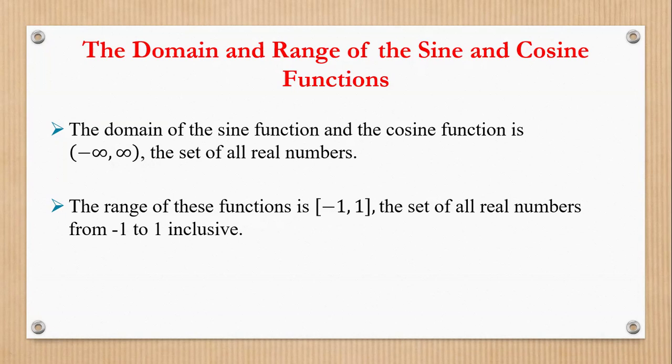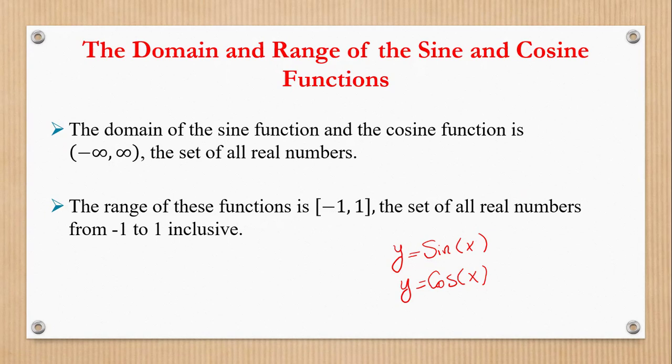Domain means all of the possible x values. When you have a function like y equals sine x or y equals cosine x, all the values that you can replace for x create the domain. All possible values for x. And you know that x, whatever you put in the parentheses in front of the sine and cosine, is an angle. And we can have any degree angles.